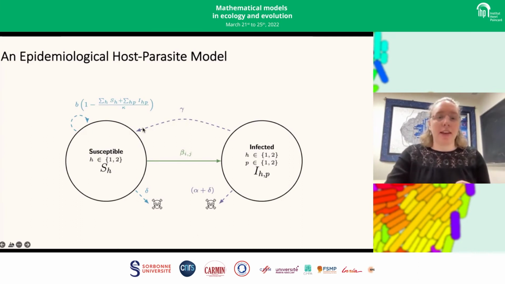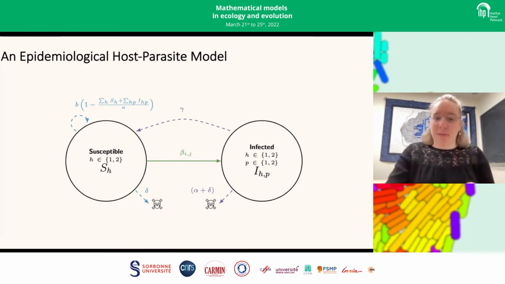So in this case, I have two different susceptible host types, and I have four different types of infected hosts, depending on the host genotype and the parasite genotype. And then I have three processes. I have infection, parasite death, which leads to the loss of an infection that becomes susceptible again, and then host death and parasite death. All right. So what happens in this model?